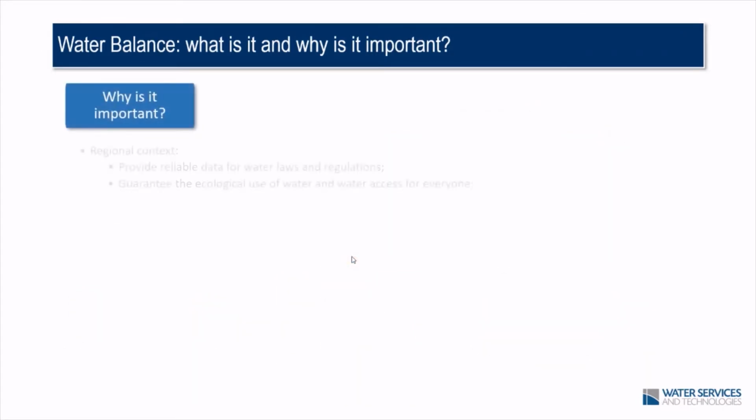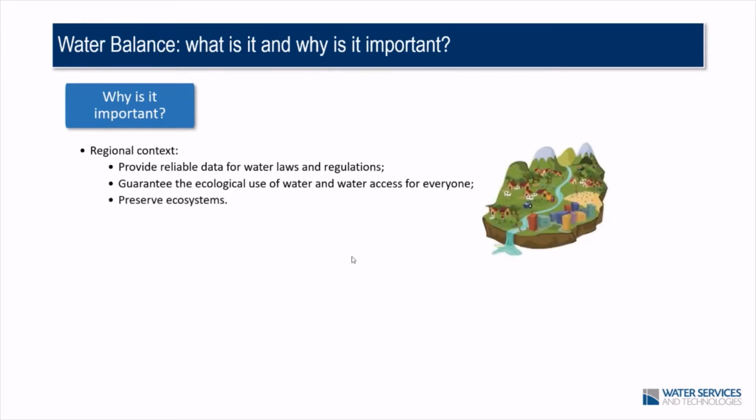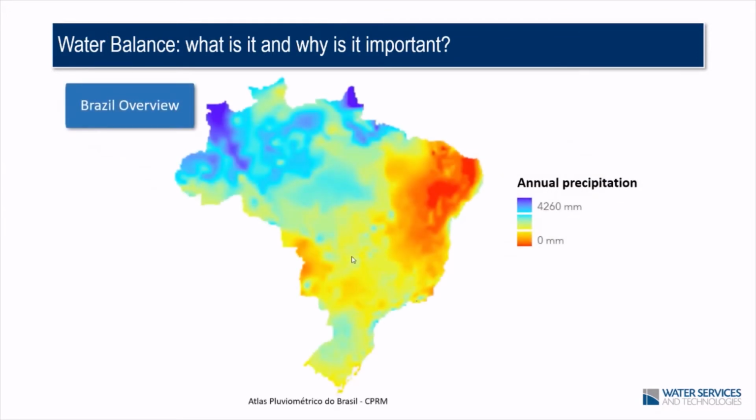And why is it important? As a regional context, the water balance can provide reliable data for water loss and regulations, and it can guarantee ecological use of water and water access for everyone, and also preserve ecosystems. So, for example, I'm going to show you an overview of Brazil.